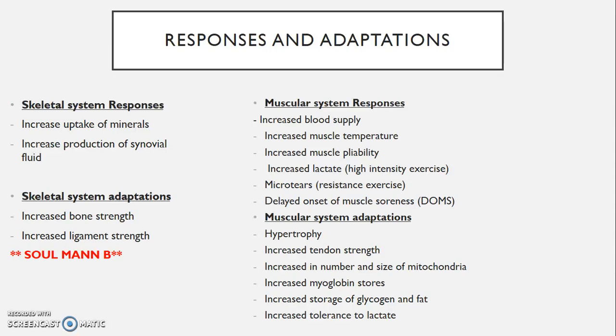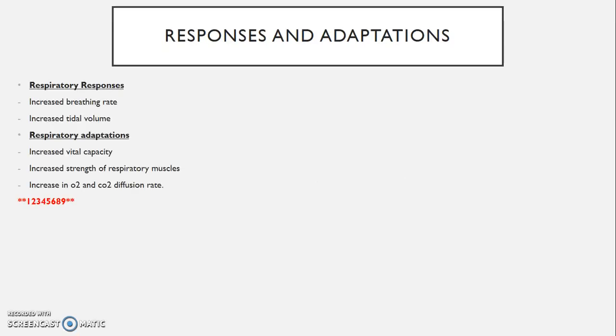So they're the skeletal system and the muscular system responses and adaptations. We also have the respiratory responses: increased breathing rate, increased tidal volume. Respiratory adaptations, which are increased vital capacity, increased strength of respiratory muscles, increase in O2 and CO2 diffusion rate. Now, remember the 1, 2, 3, 4, 5, 6, 8, 9 memory method.